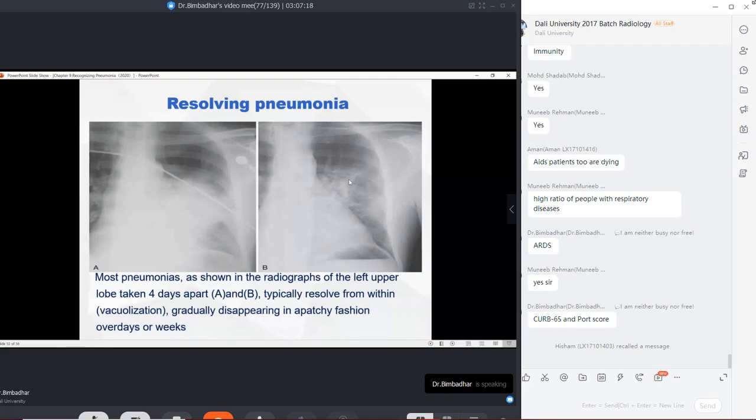And most radiographs are generally taken 4 days apart. So a general prescription for a pneumonia patient will be 1 week, generally 5 days to 1 week.